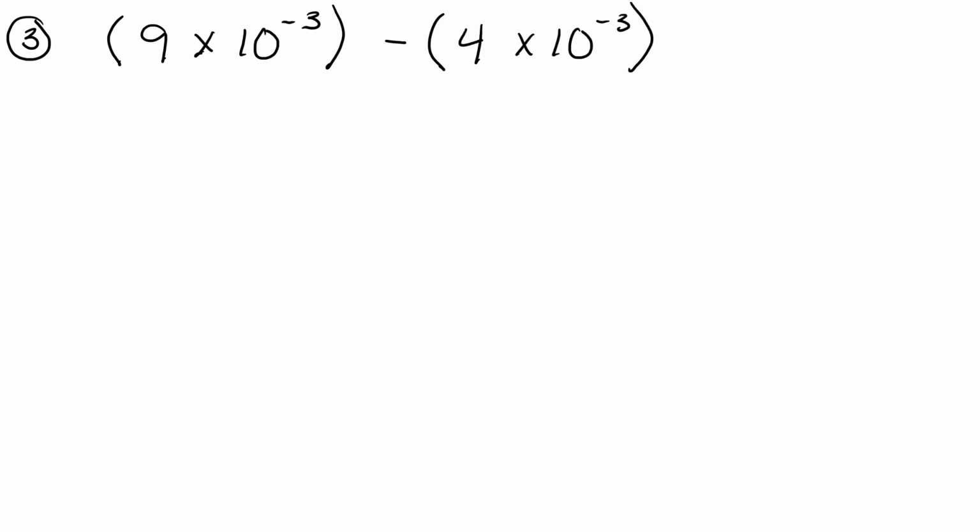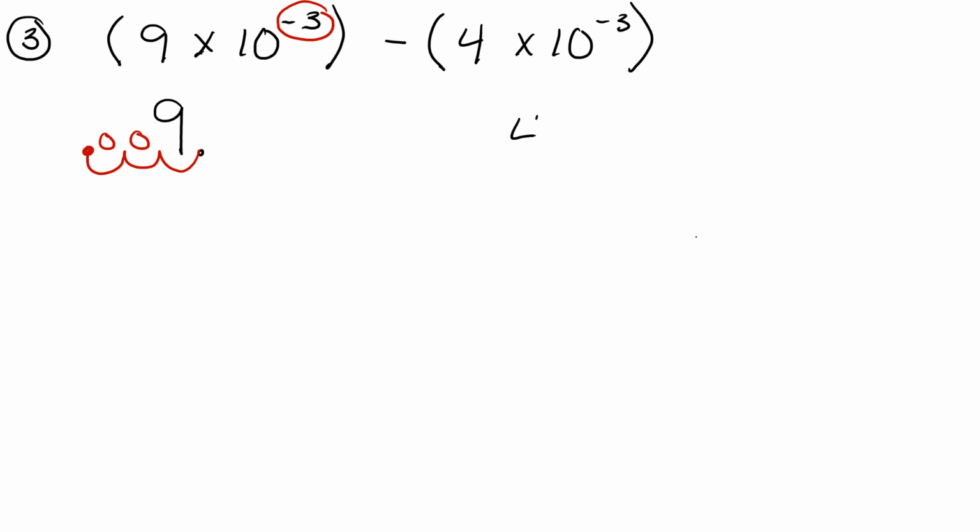For number 3, we're going to do the number 9 times 10 to the negative 3rd minus 4 times 10 to the negative 3rd. We're going to start by moving our decimal point. In our whole number 9, our decimal point is behind the number. We're going to move it 3 times, and we're going to move it towards the front, so the zeros go in front of the number because it's a negative exponent. 1, 2, 3. We fill in those missing values with zeros.